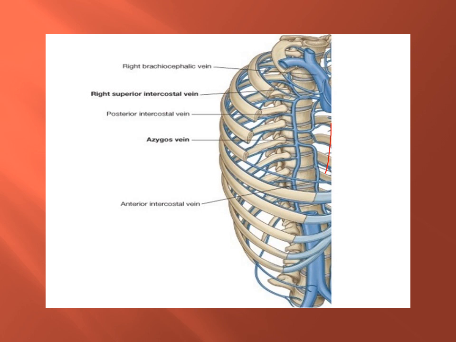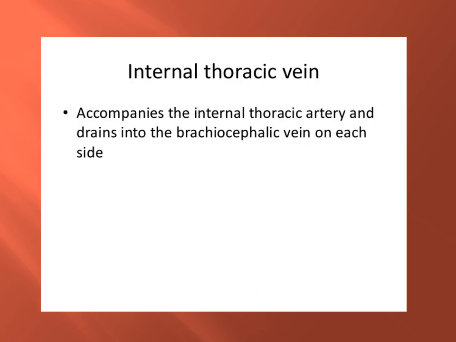We see this is the anterior intercostal vein. The internal thoracic vein runs with the internal thoracic artery and drains into the brachiocephalic vein on each side, both on the left and right side.